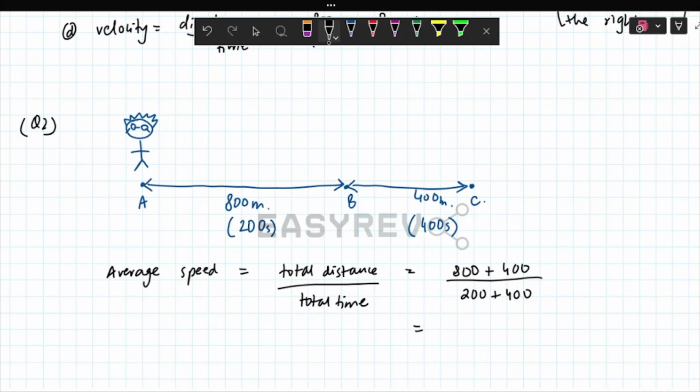Now it's just a matter of simplifying things. So we get 1200 divided by 600 and you get 2 meters per second.